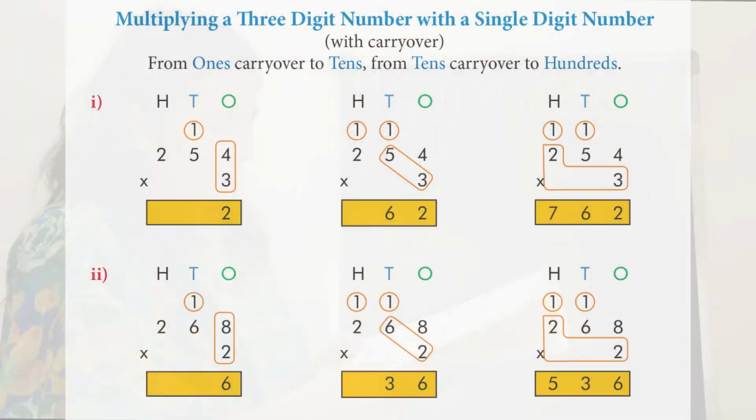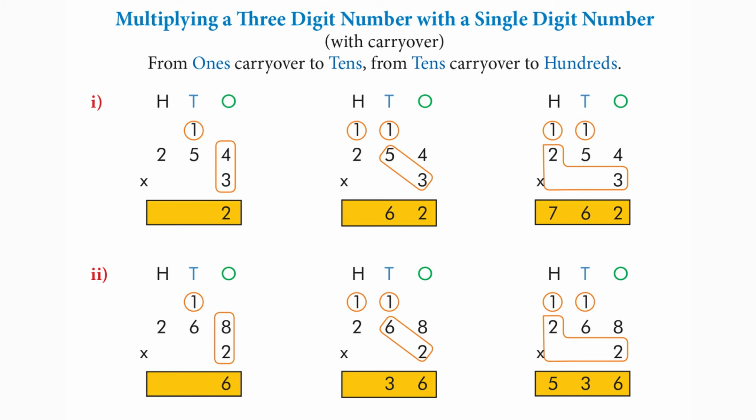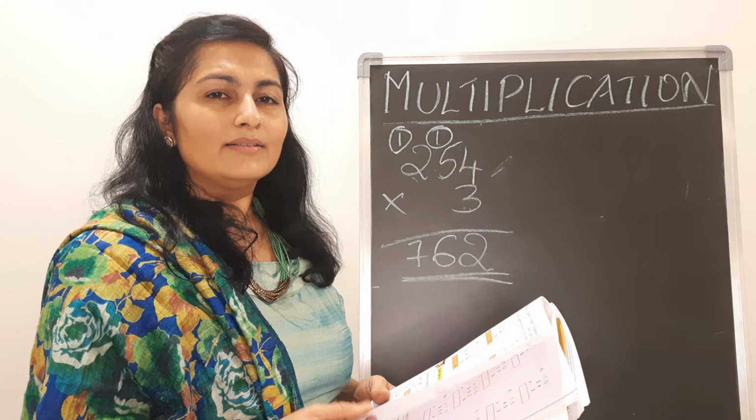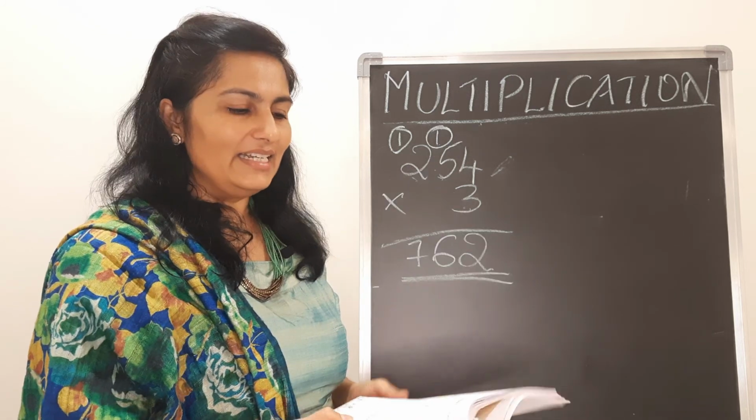Look at your page number 77. You have one more sum. Try and do it without looking at the answer. Multiply the following, again 3-digit numbers, and you have to carry over wherever it's required. These are practice sums. Turn with me to page number 78.